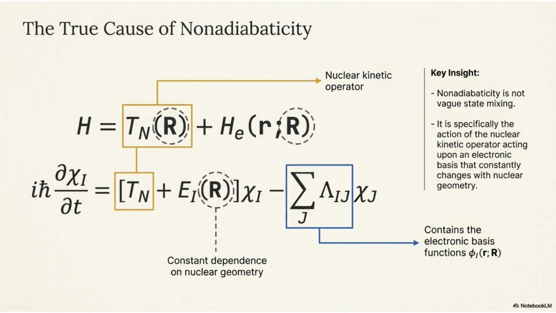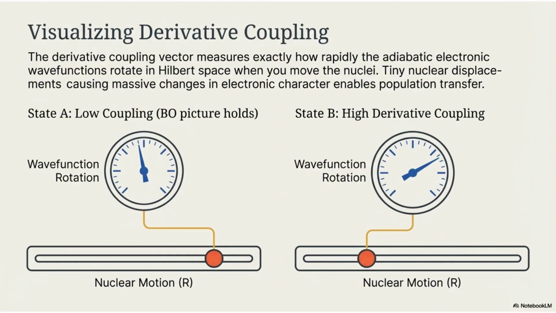Non-adiabaticity is specifically the action of the nuclear kinetic operator, acting upon an electronic basis that constantly changes with nuclear geometry. It is not simply vague state mixing. Derivative coupling measures how rapidly the electronic wave functions rotate in Hilbert space as nuclei move. High derivative coupling, where small nuclear displacements cause massive changes in electronic character, enables population transfer.